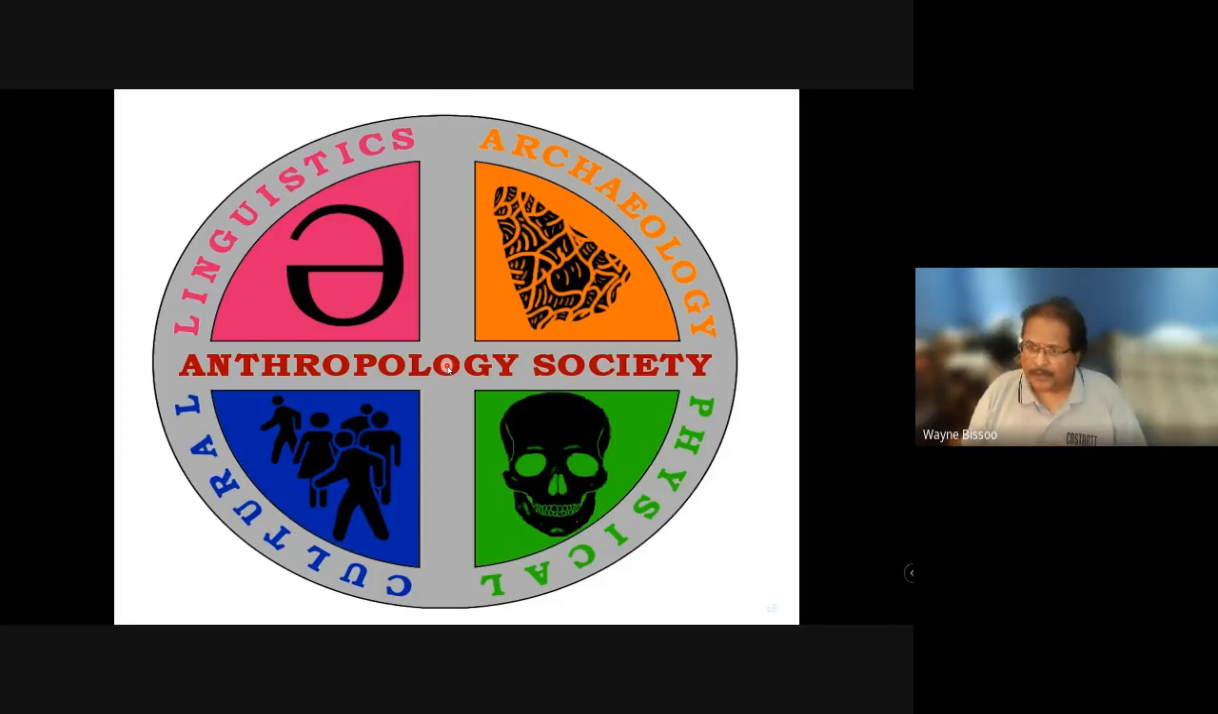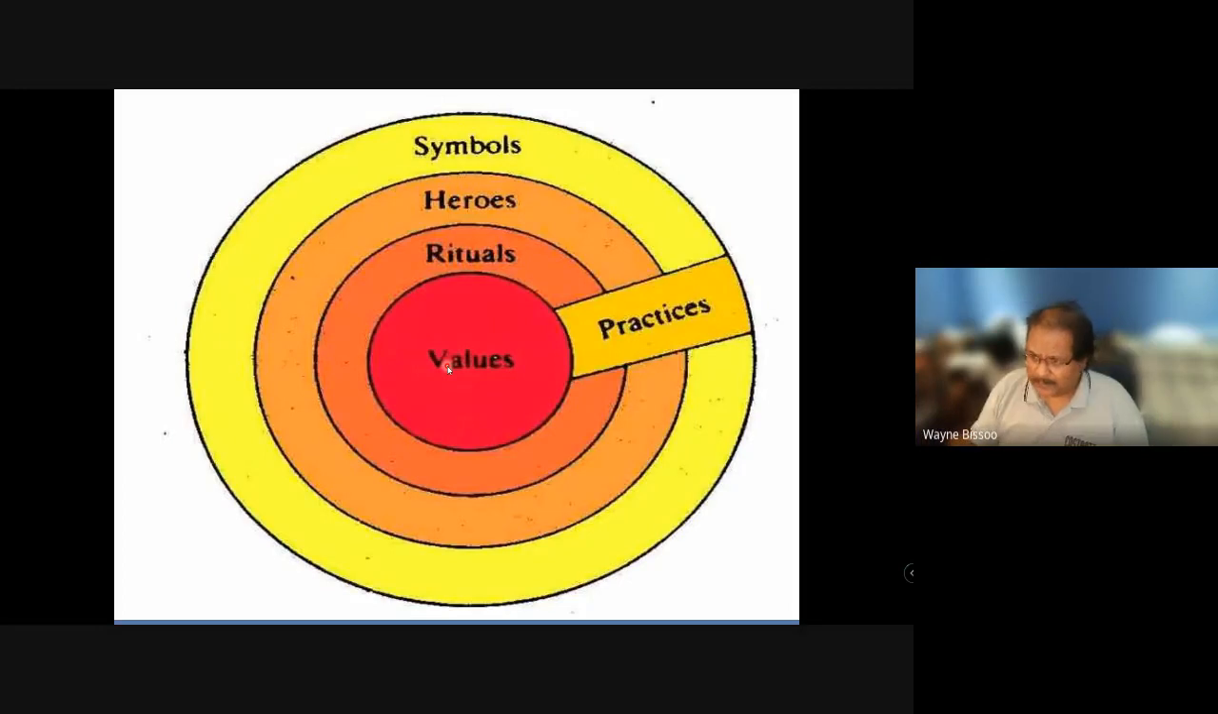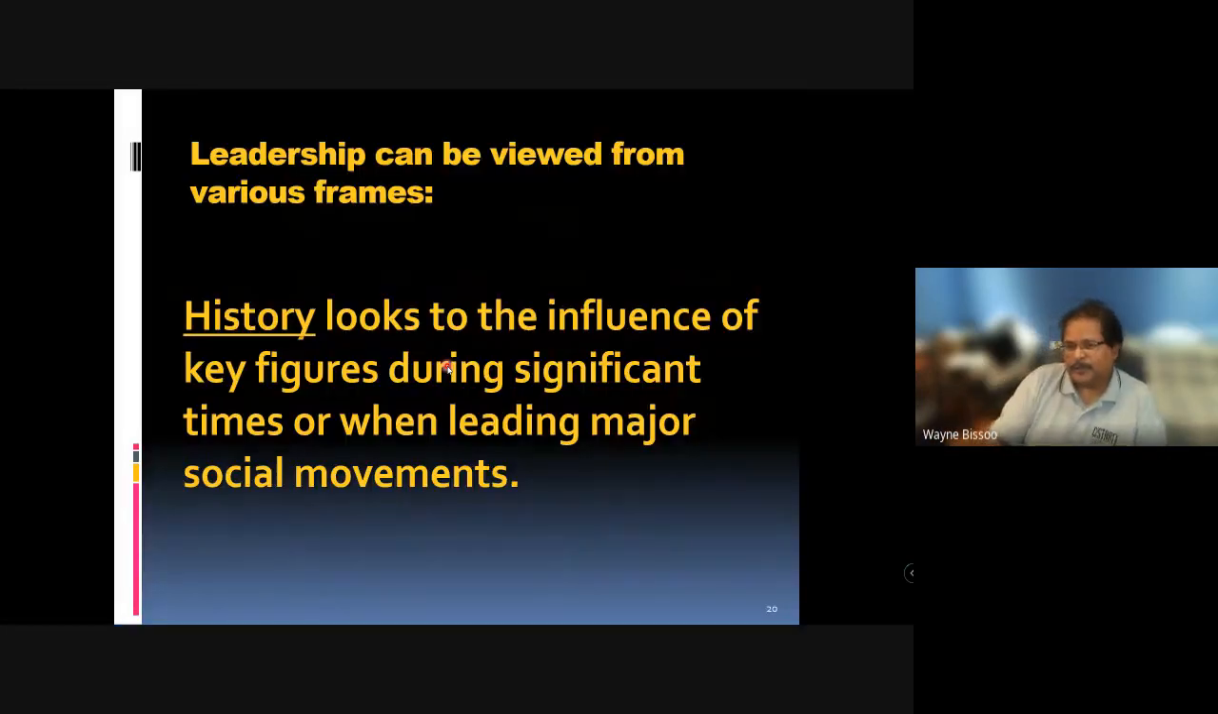Now, another area. So these are the symbols that come with the anthropological view: symbols, heroes, rituals, values, practices, all that kind of stuff. This is just one of the models that I pulled out here. Another way in which we could look at leadership is through the guise of history. And history tends to focus its attention upon key figures that became leaders in significant time frames of our history. And here we're talking about leading social movements. So that's where we get these individuals.